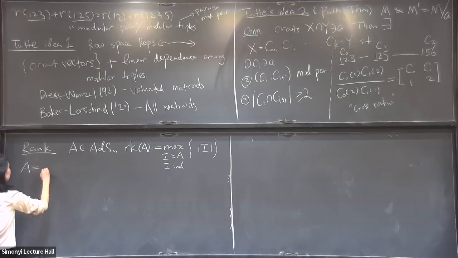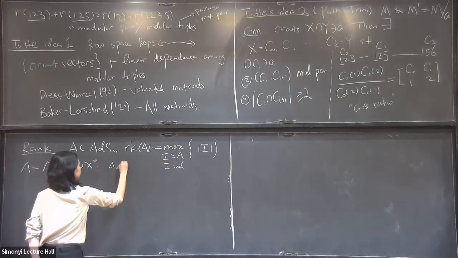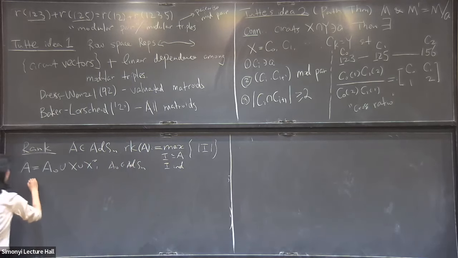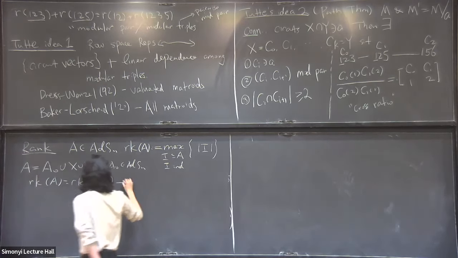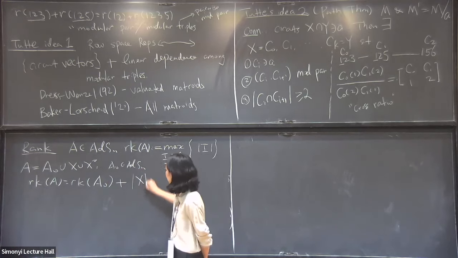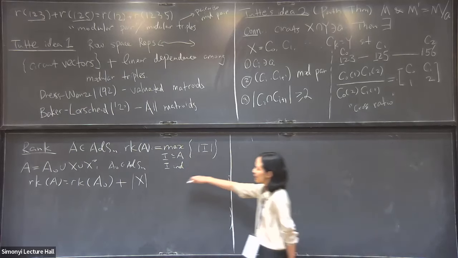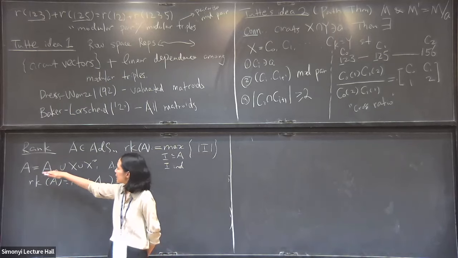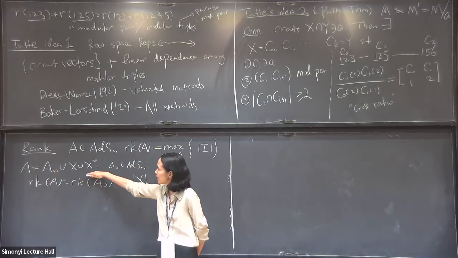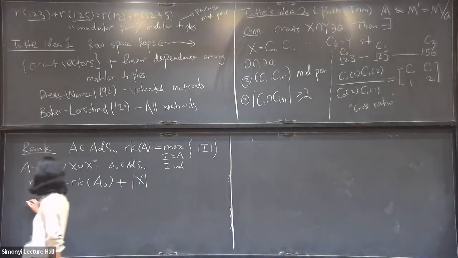So let's say A is the union of A naught and two pairs, say X union X star, where A naught is admissible. Now let's define the rank function of A to be the rank of the admissible part A naught plus the cardinality of X. And actually it is good because if you do this, you can always find a maximum independent set inside A naught, then you can find a basis containing A naught and containing this A.